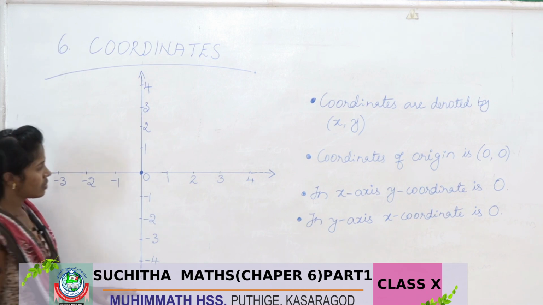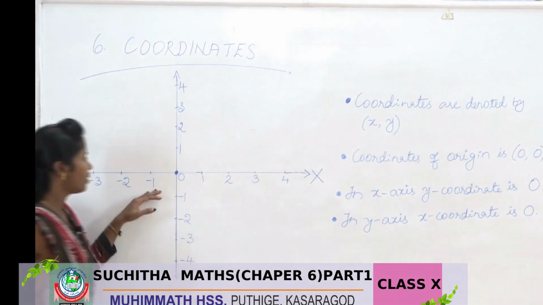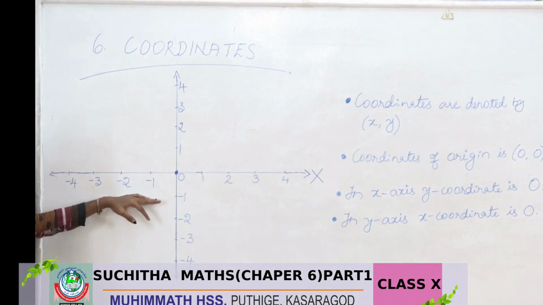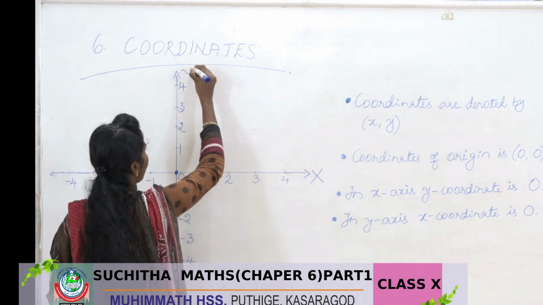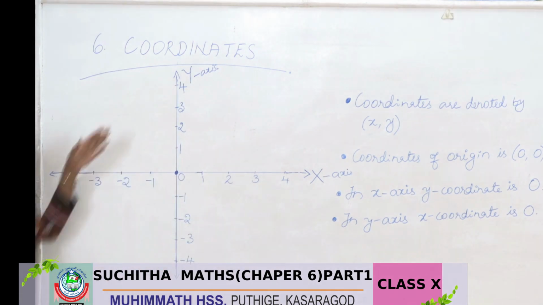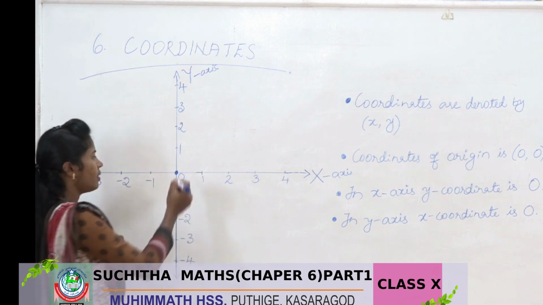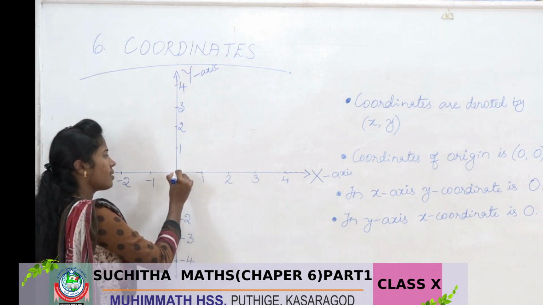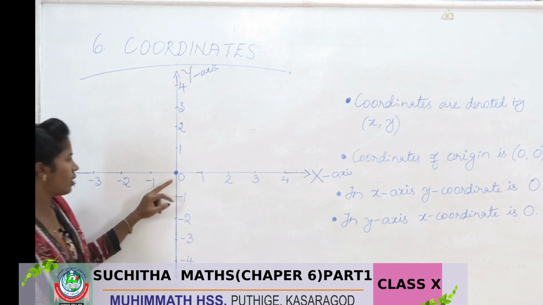So this is the x-axis. The horizontal line is called the x-axis and the vertical line is the y-axis. And the two axes intersect at 0, and this point is called the origin.